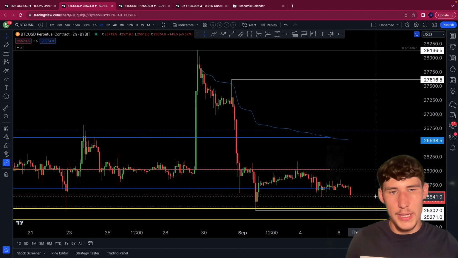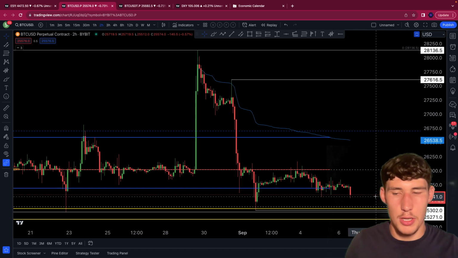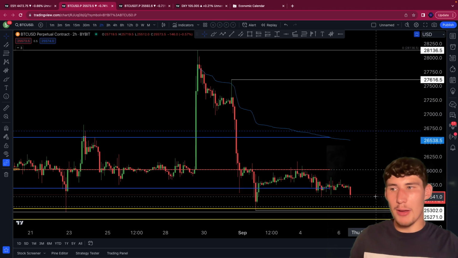Now, my bias right now is towards the downside. My bias is bearish. Now, as a trader, I never like to be overly bullish or overly bearish, but in the shorter time frames, I can be bullish or bearish. I can have a bias. And at this moment in time, I do have a bias, and it is bearish, unfortunately.